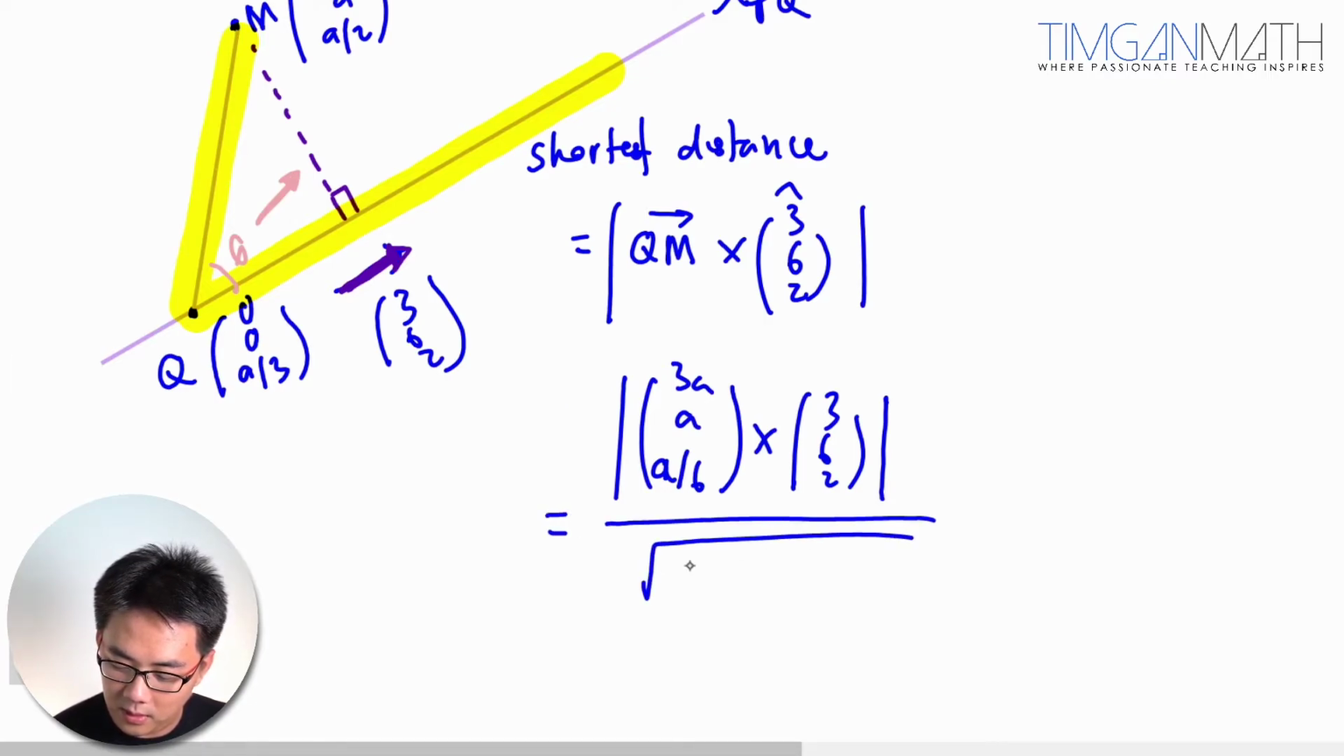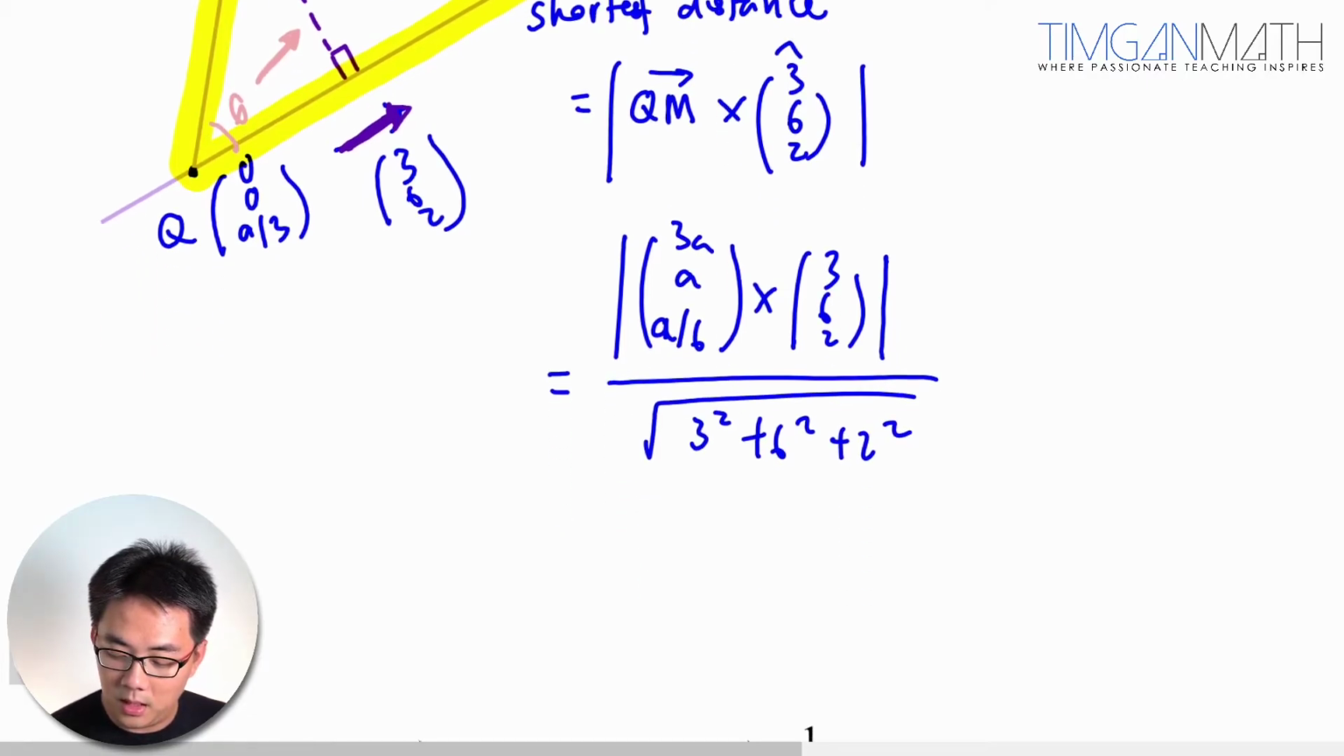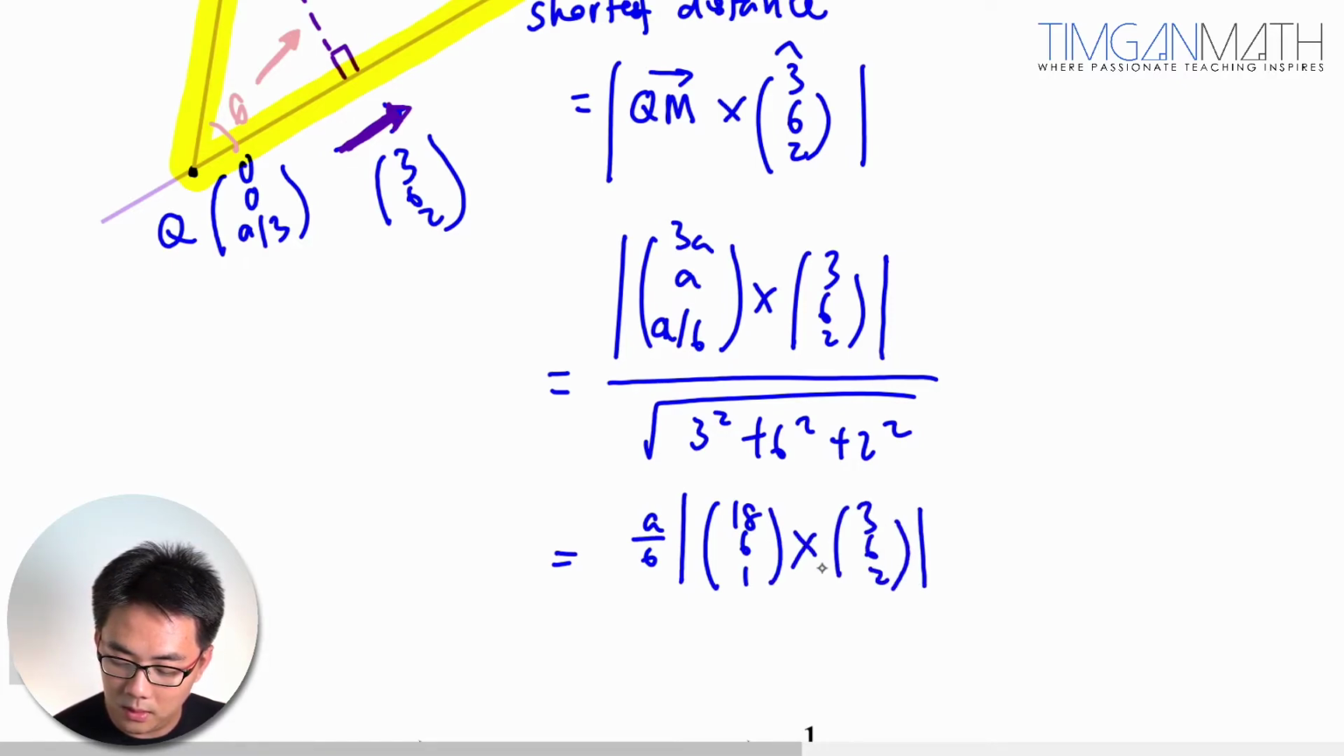Length, which is like 3 square plus 6 square plus 2 square. I'm just going to factorize the A out. It's very annoying, so actually you can just factorize A over 6 out. So A over 6 is 18, 6, 1. Yeah, then you just do this.